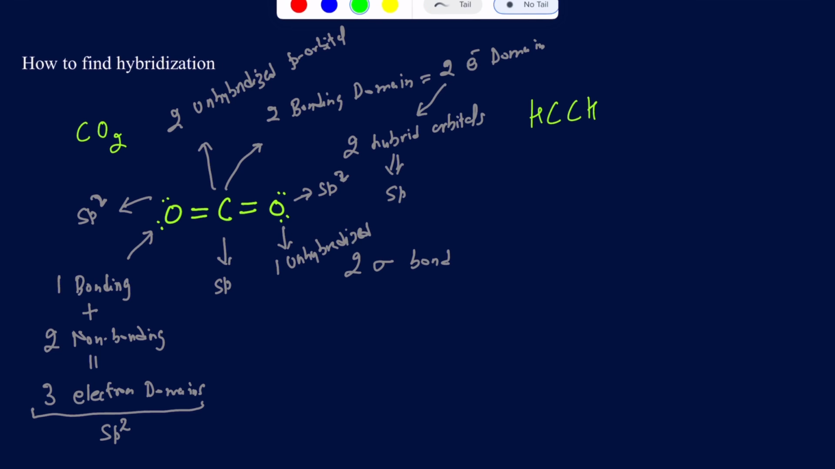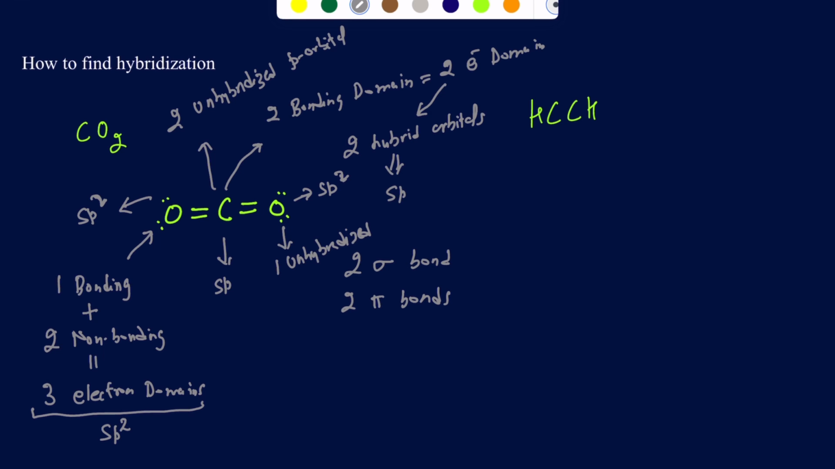I don't want to draw that here, but think of this. I've got two unhybridized p orbitals on the carbon. One of the unhybridized p orbitals on the carbon is going to do the sidewise overlapping with one unhybridized p orbital on this right oxygen, and that makes the pi bond. Then the other unhybridized p orbital on the carbon will do the sidewise overlapping with the unhybridized p orbital of this left oxygen atom, and that's how you make the pi bond on the left side as well. So this CO2 at the end of the day will have two sigma bonds and two pi bonds in total.